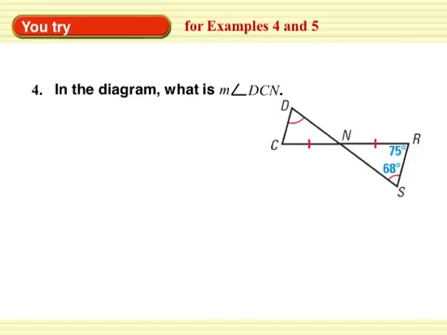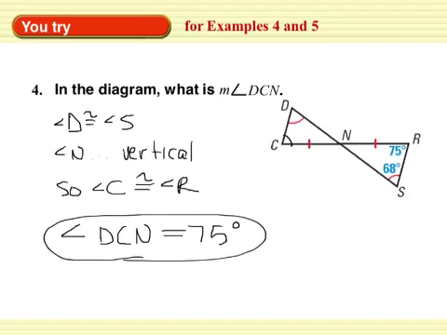Okay, you try. In the diagram, what is the measure of DCN? Right there. See if you can figure it out. It's going to be that third angle theorem. There you go. We know that D is congruent to S. We know that these are congruent because they're vertical, so we can say that those are congruent. For NDC congruent to NSR, we would need to know about the lengths of the sides. I'll go in blue. We would need to know that these are equal and these are equal.